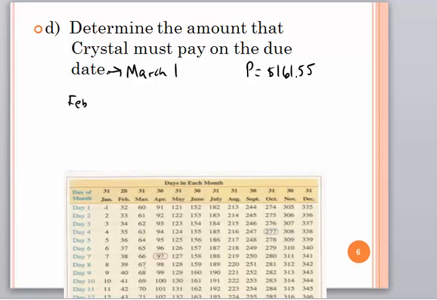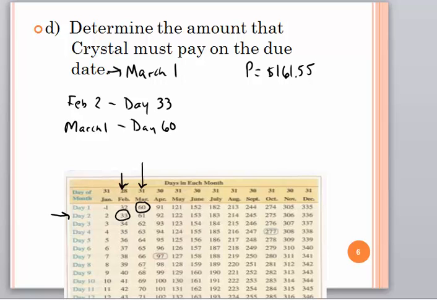So February 2nd. Remember, if we use our chart, February 2nd corresponds to the 33rd day of the year. And the due date of the loan, March 1st, corresponds to the 60th day of the year. So to determine how many days between March 1st and February 2nd, we simply subtract. So 60 minus 33 gives me 27 days.